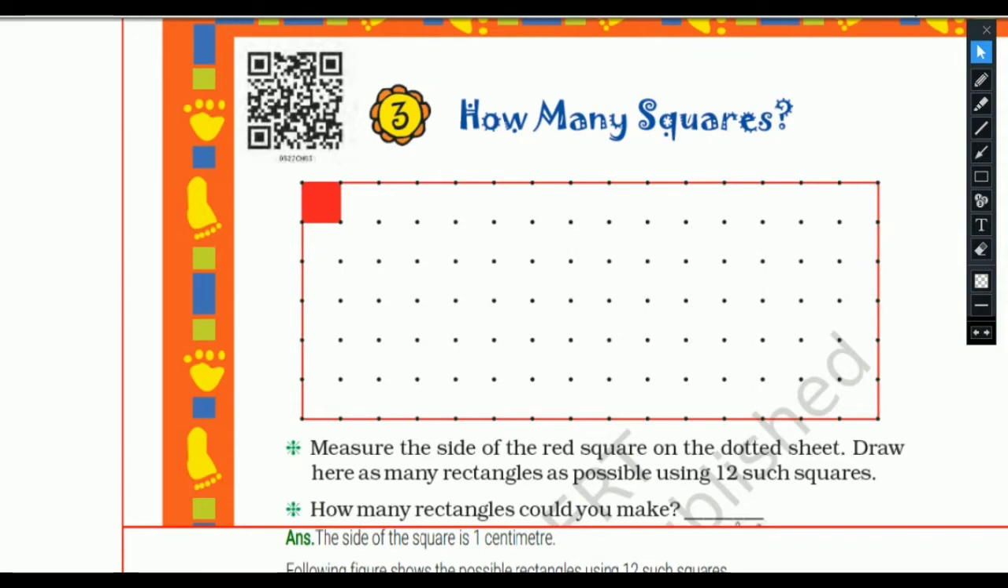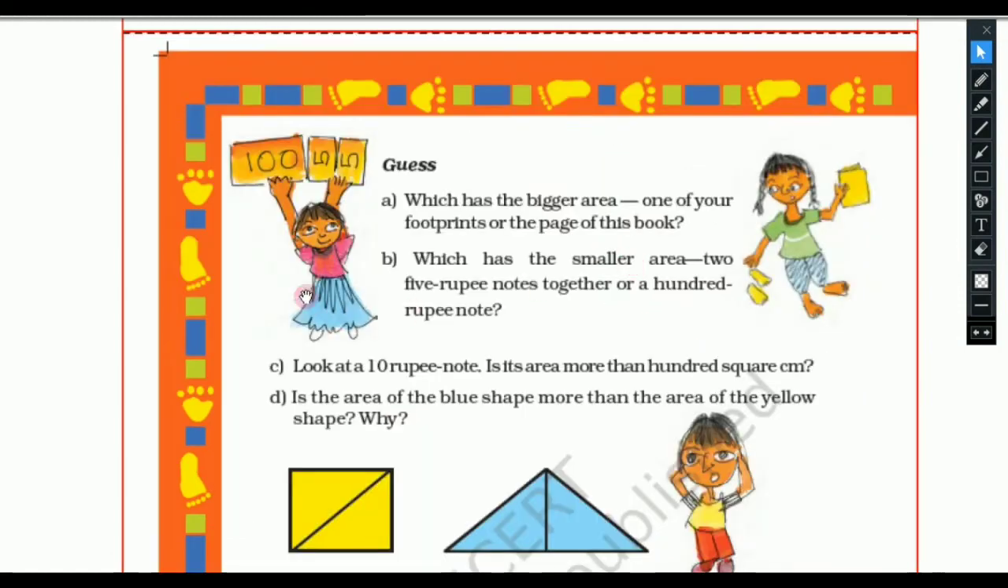In the last lecture, we studied how to find out area and perimeter of different shapes and rectangles. Now let's continue with chapter number 3, How Many Squares. Let's move on to page number 36. Here the topic is Guess. You have already learned the area. So children, here you should guess.